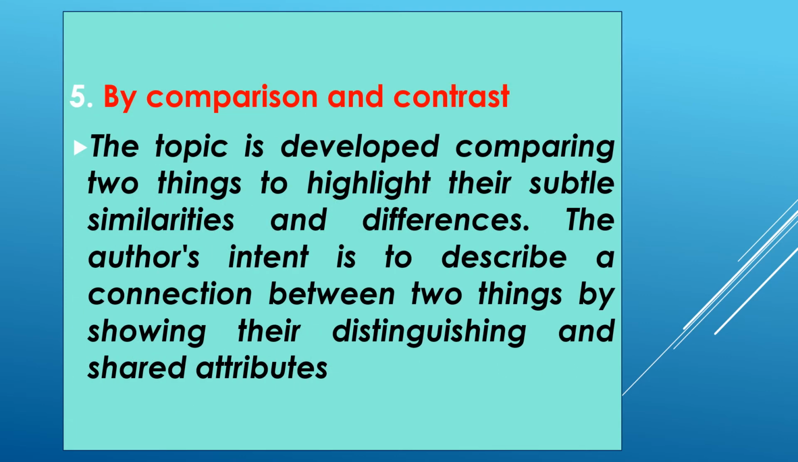The fifth way to develop a paragraph is by comparison and contrast. Here, the topic is developed by comparing two things to highlight their subtle similarities and differences. The author's intent is to describe a connection between two things by showing their distinguishing and shared attributes. Comparing people, things, places, events, situations, or even ideas is done to illustrate how they are similar to each other.